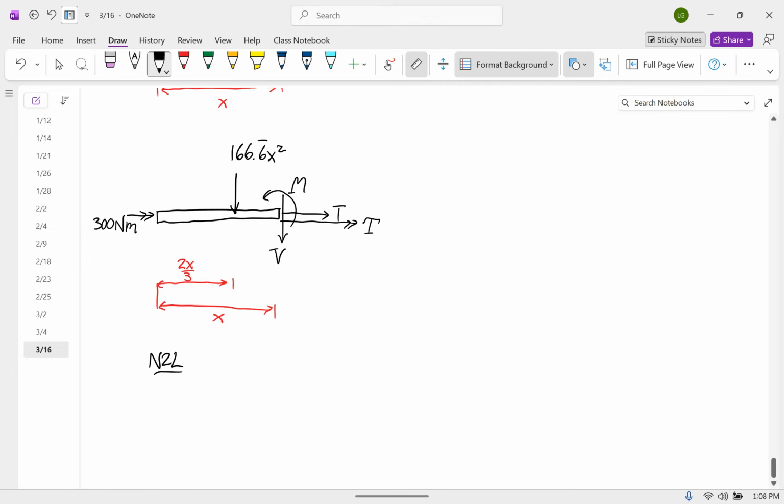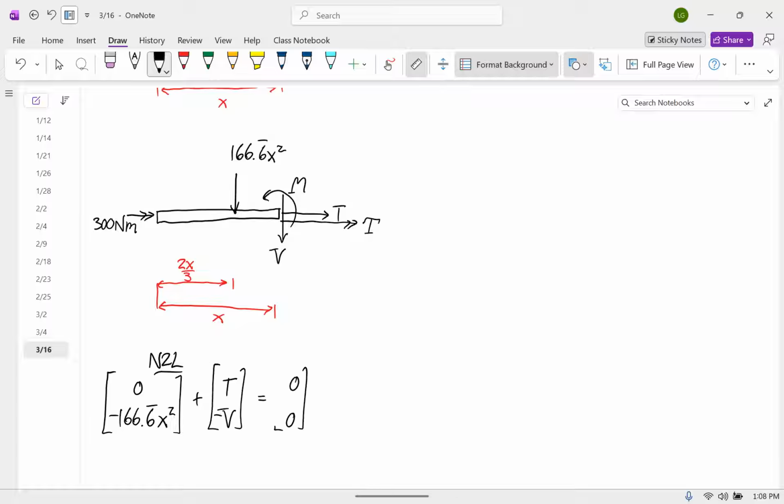Newton's second law says 0 equals negative 166.6 repeating x squared plus T, negative V, is equal to zero. So T is 0. V is negative 166.6 repeating x squared.